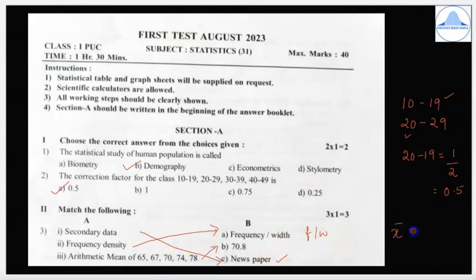So x bar is equal to 65 plus 67 plus 70 plus 74 plus 78 divided by the total number of observations, which is 5. This is 354 divided by 5, which gives us the arithmetic mean as 70.8. It's very obvious also otherwise.